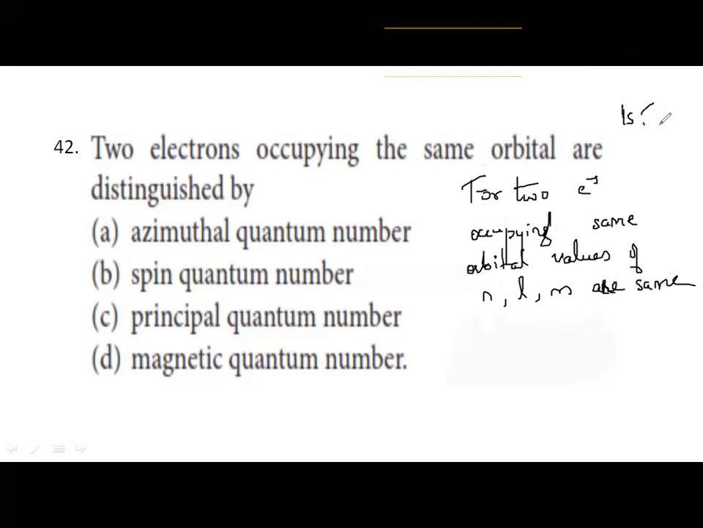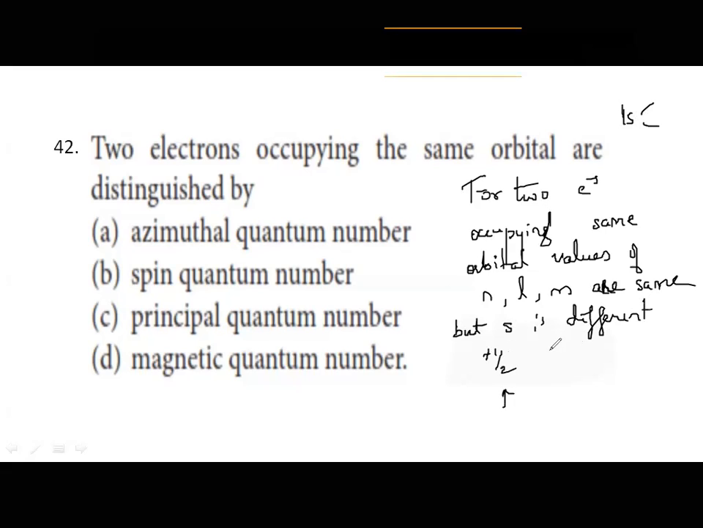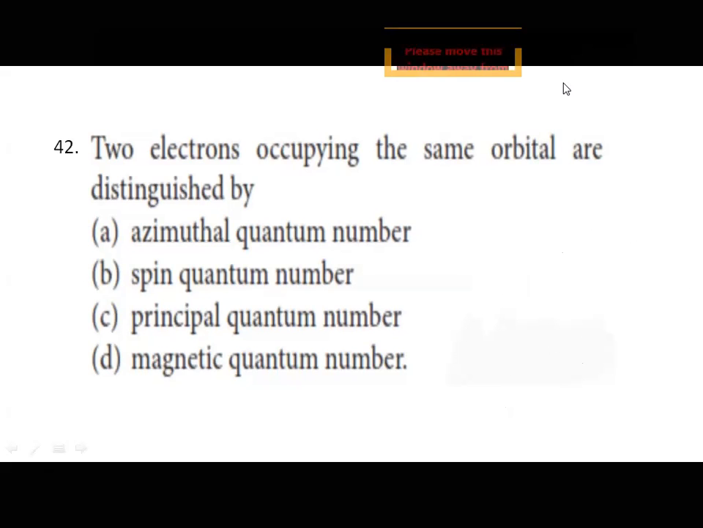The principal quantum number for both the electrons will be 1. Azimuthal quantum number for both will be 0. Magnetic also will be 0. But the spin quantum number is different. If one electron has clockwise spin, up, the other electron will have anti-clockwise spin, down. So which will be different? Spin quantum number will be different. So how do we say it? For two electrons occupying the same orbital, the values of principal, azimuthal and magnetic quantum numbers are the same, but the spin quantum number is different. One is with positive spin, plus half, and the other is minus half, or spin up and spin down. So spin quantum number differs.